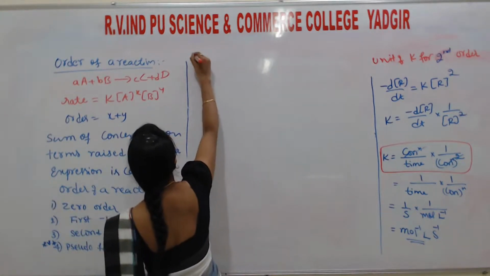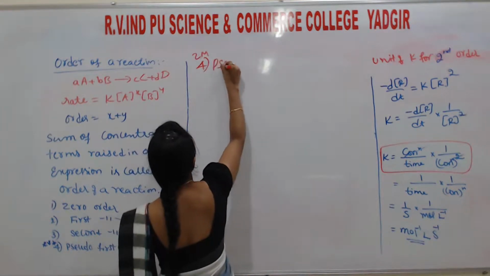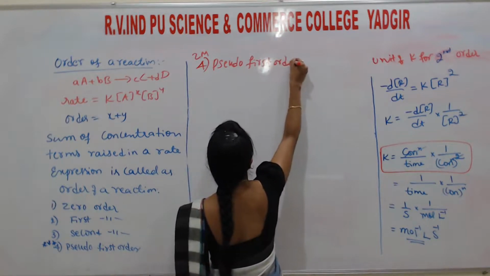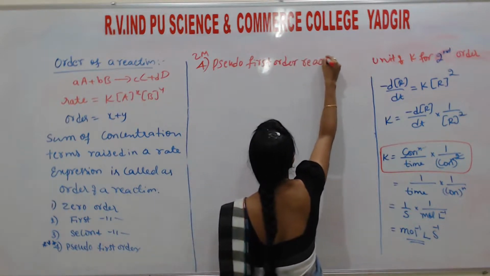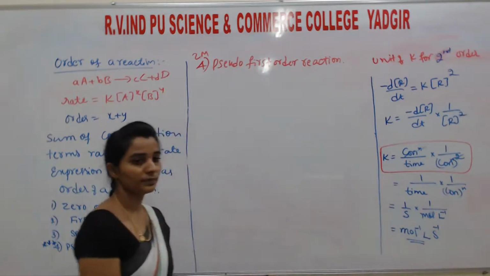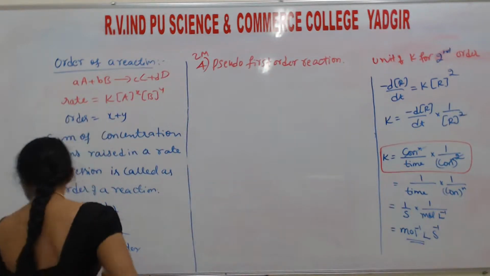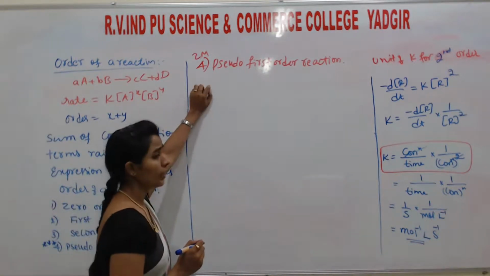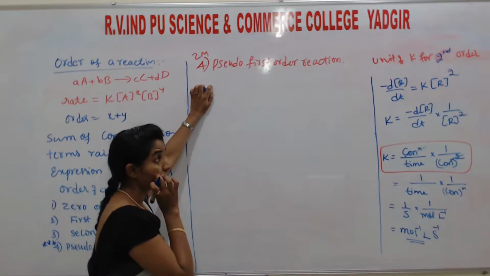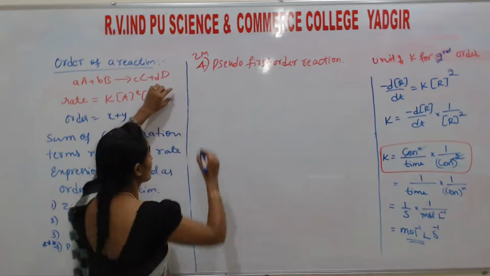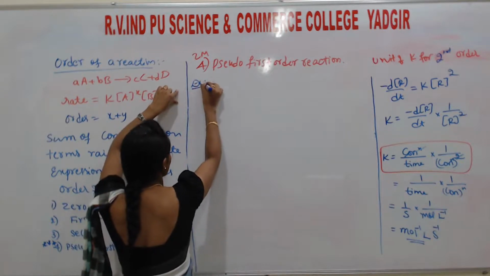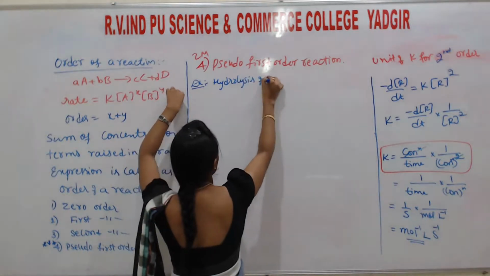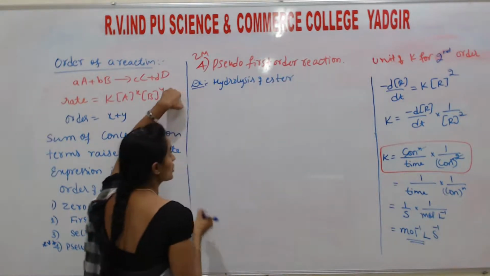So the fourth one, which is important for 2 marks, is pseudo first order reaction. Okay, students. So listen. First, I consider the respective reactions here. Assume the hydrolysis of ester. Okay. So first I will give an example, then I will say the definition. Hydrolysis of ester. So I take an example.